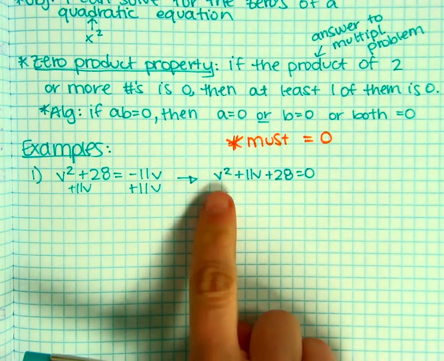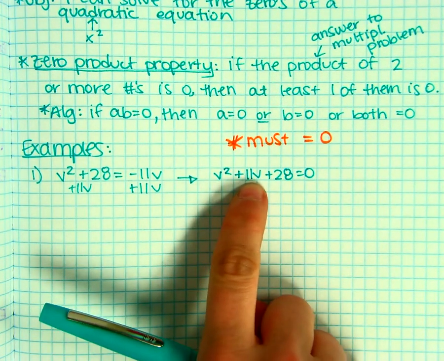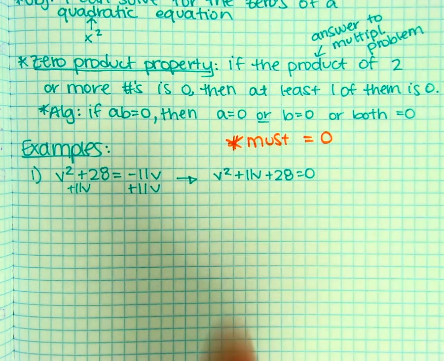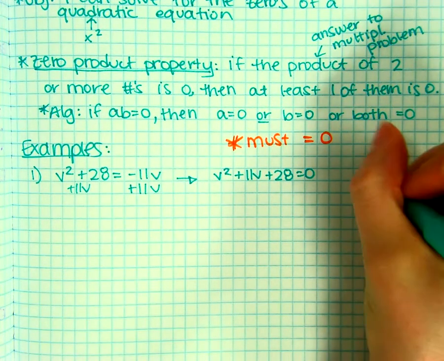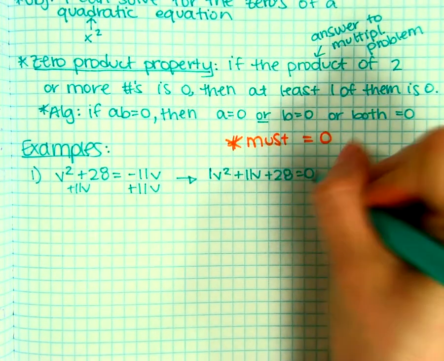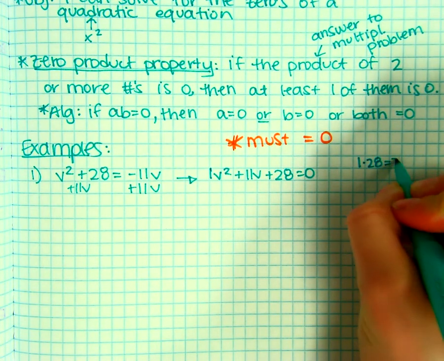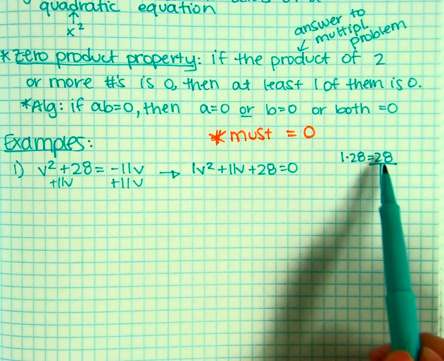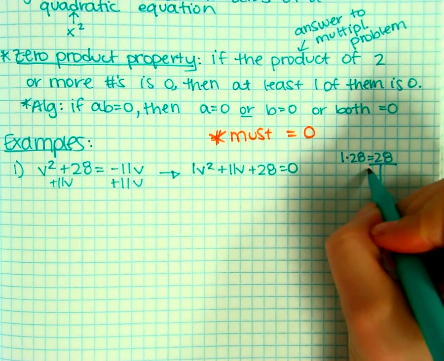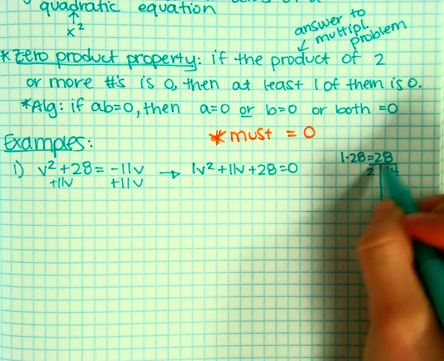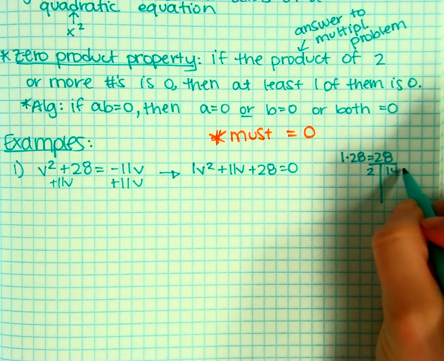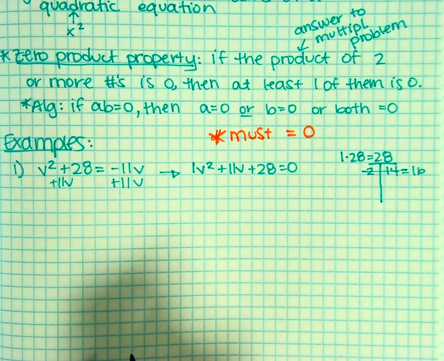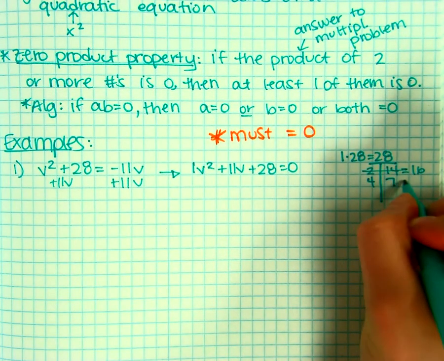So I have my quadratic term, my linear term, and my constant term. So I want you to pause the video and think about how you could factor this side. Alright, so if we multiply 1 times 28, we get 28. So I need to make my T-chart of my factors that multiply to 28 and add to 11. Well, I know 2 and 14. 3 doesn't go into 28. Well, these add up to 16, so I don't want those. 4 and 7, hey, they add up to 11.